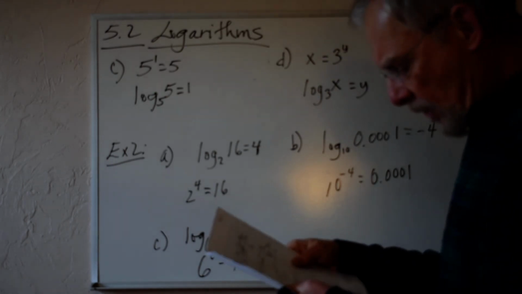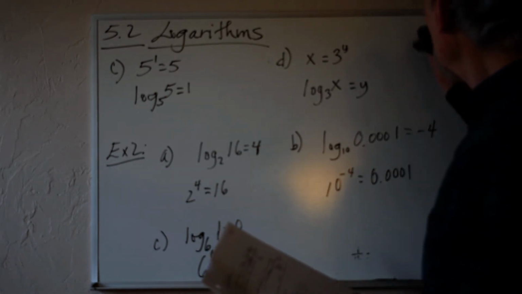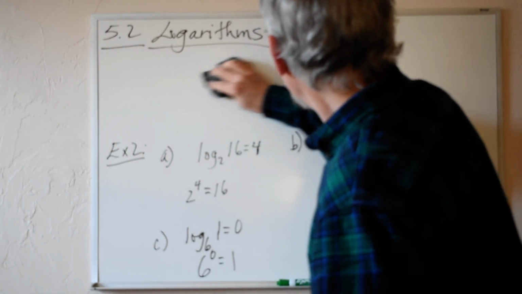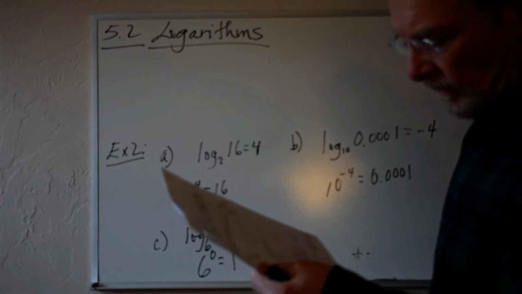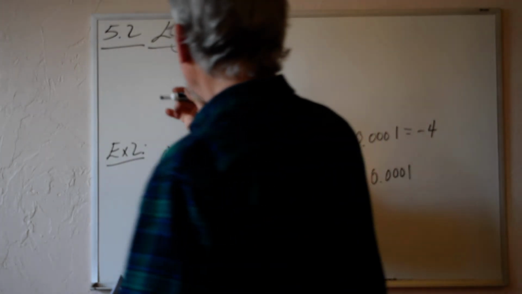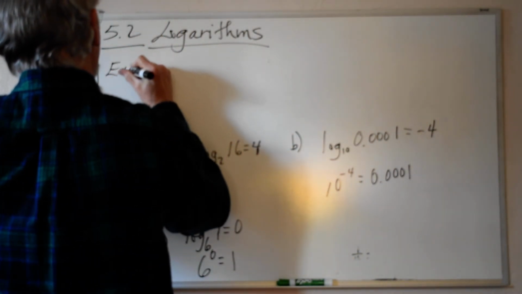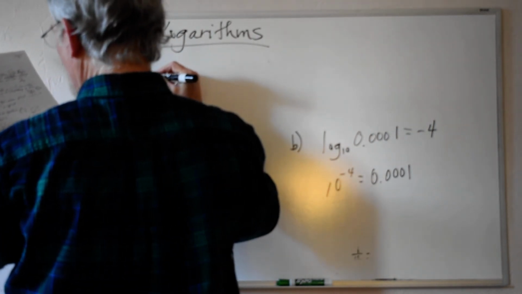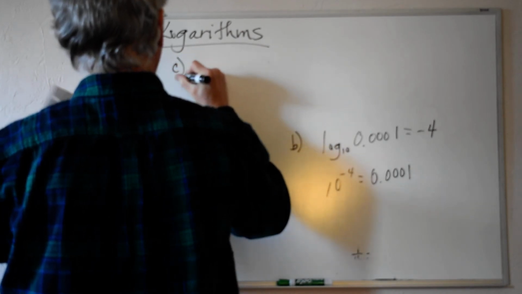Now, that's how we convert back and forth. Let's calculate a few of these. Example 3 says evaluate this. In part C, let's go straight to part C.